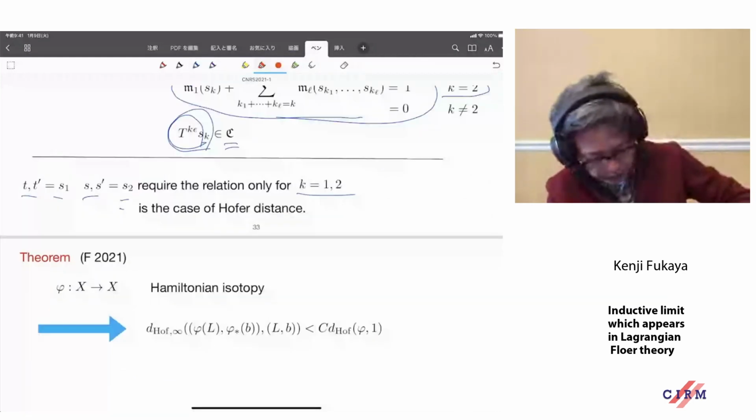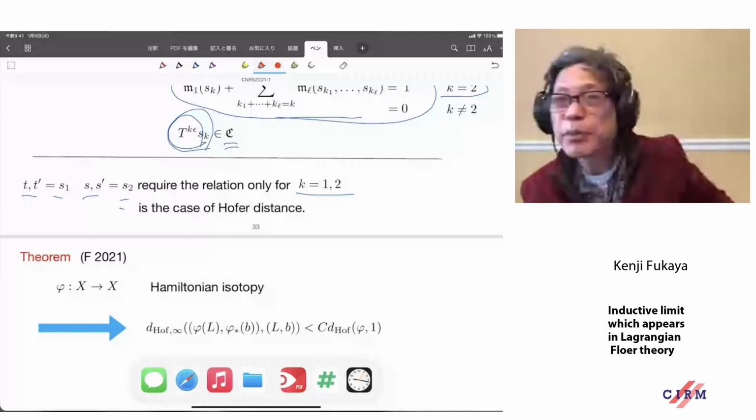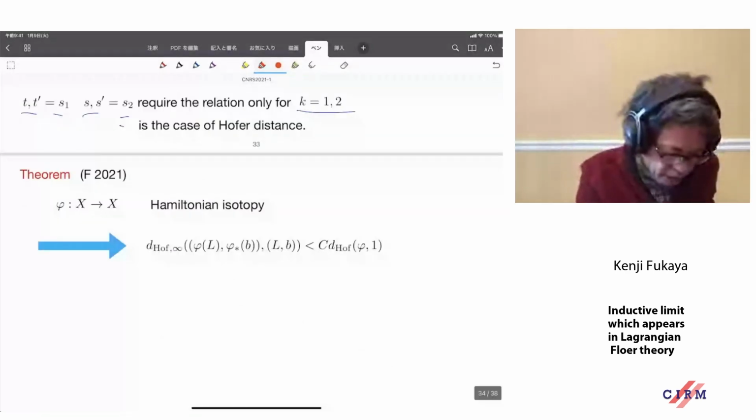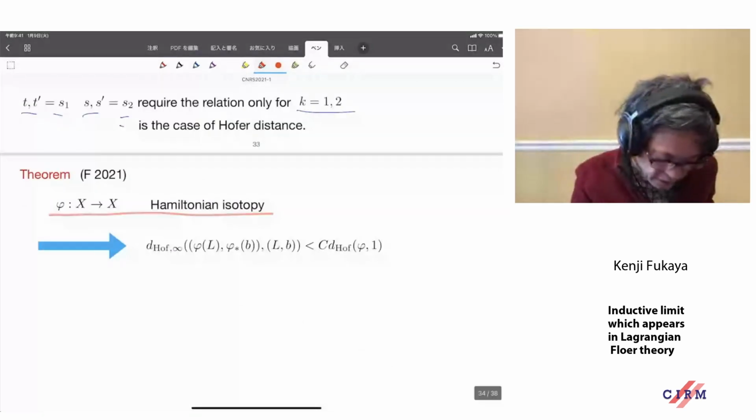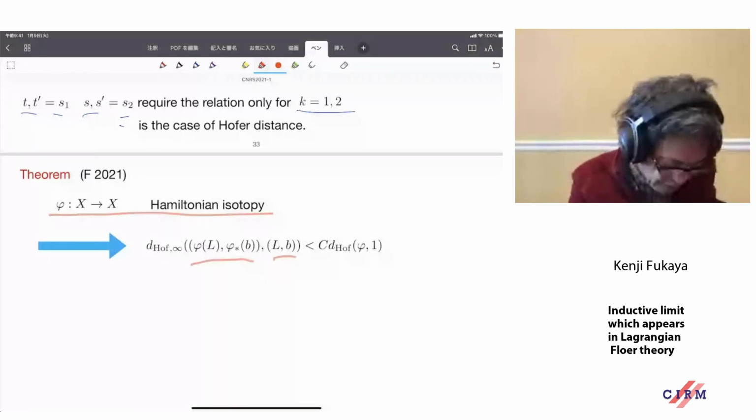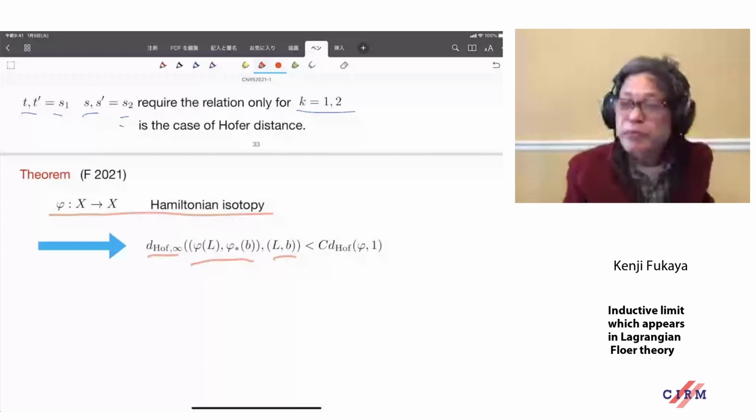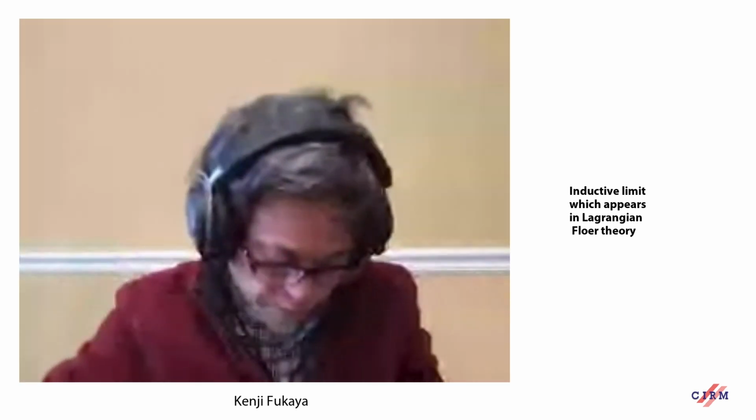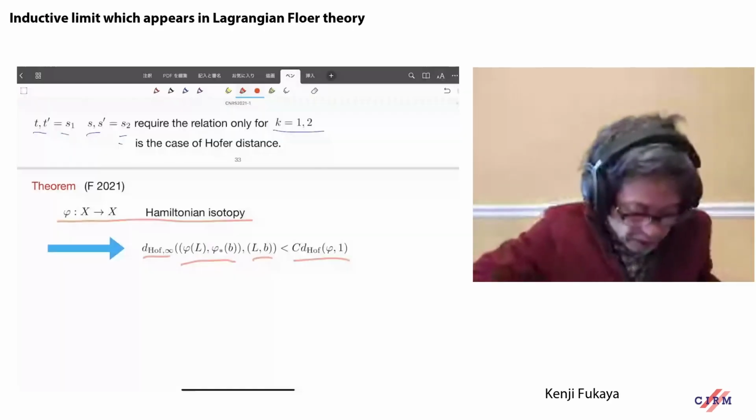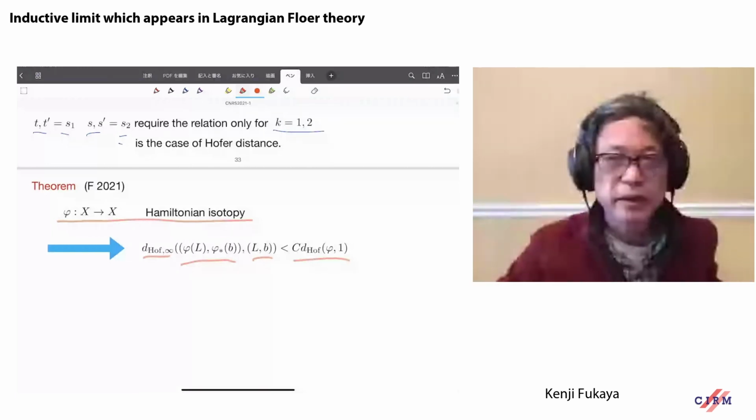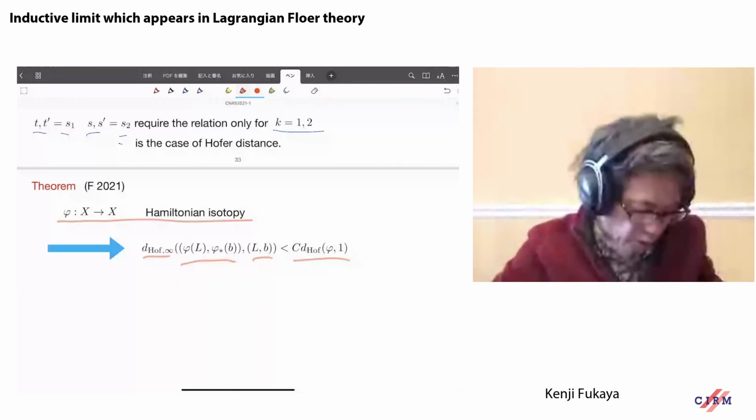And one nice thing is the following. Suppose we have a Hamiltonian isotopy, and you have this Lagrangian submanifold that we move by this Hamiltonian isotopy. The Hofer infinity distance, as I just defined, is still estimated by the Hofer distance between phi and the identity. So in the geometric situation, this Hofer infinity distance is compatible with the Hofer distance. And the same thing we can do in the Morse homotopy. So this is the Hofer infinity distance.